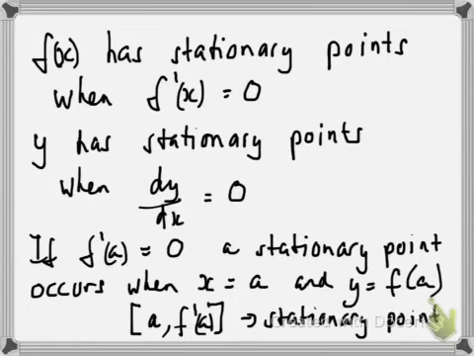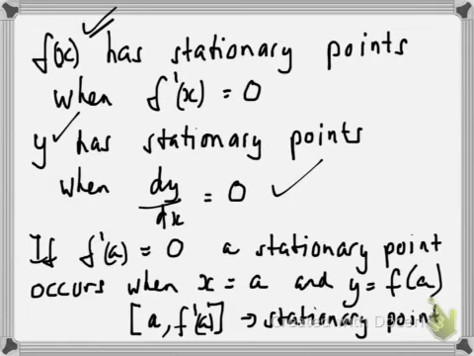F of x, the function has stationary points when the derivative equals zero. Okay, so how do we find a stationary point? And this leads to our practical questions soon, our applied questions. Now, how do we find a maximum or a minimum? You make the derivative equal zero. So we're talking about f of x. You've got stationary points when f dash x equals zero. If our equation is y equals, it's when dy dx equals zero. Either way, it's when the derivative equals zero. You've got a stationary point.